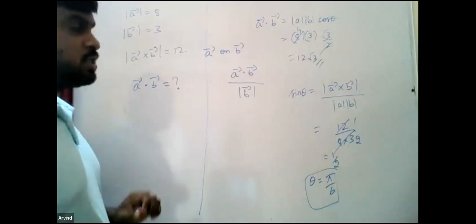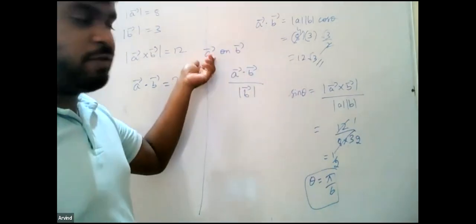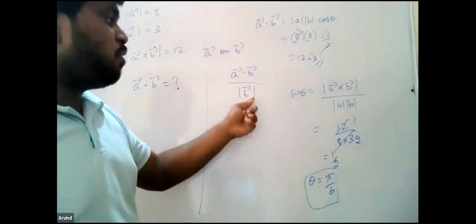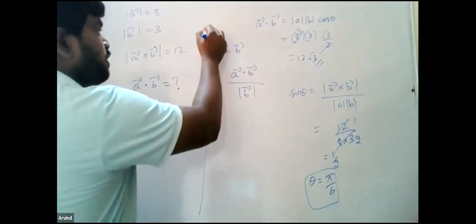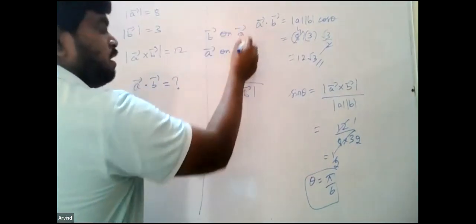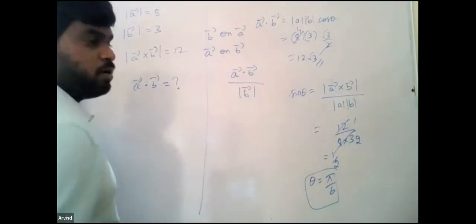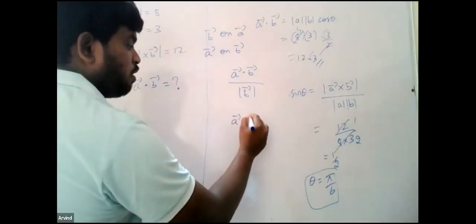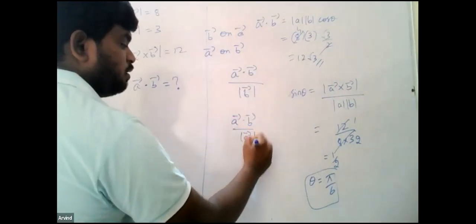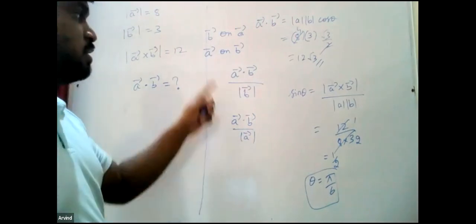So whichever vector you project onto, you take its modulus. Suppose it is the projection of B on A, then instead of mod B, you will take mod A. The numerator remains the same, A dot B divided by mod A. This is B on A. This is A on B.